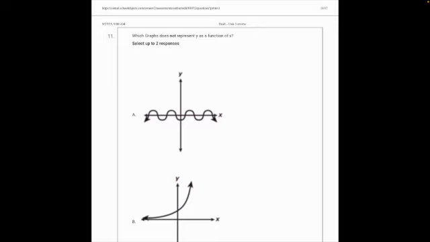Number 11, guys, do this one on your own. We're looking for two graphs that do not represent a function, meaning they need to fail the vertical line test. So which two of these fail the vertical line test? Go through it.